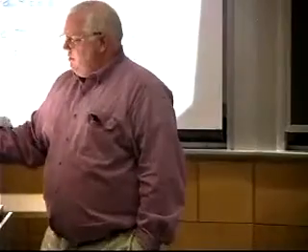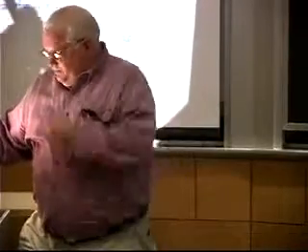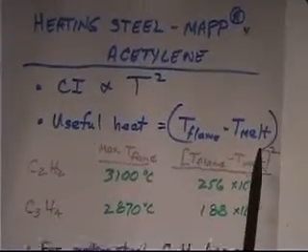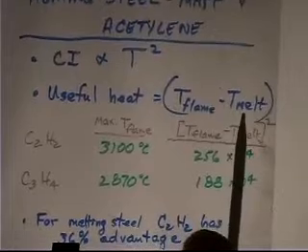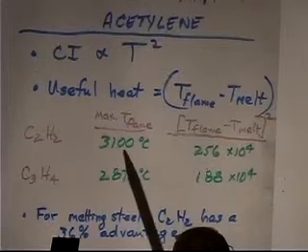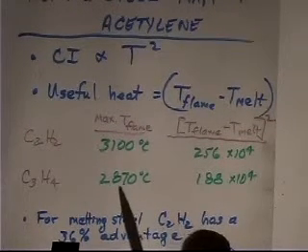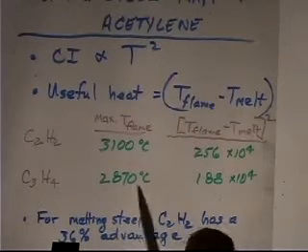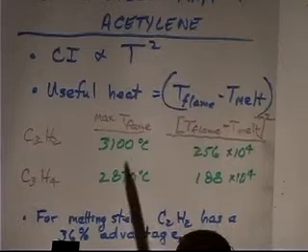If you're trying to melt steel, as in welding, it turns out the combustion intensity is proportional to T squared. The useful heat is the heat of the flame minus the heat of the melting temperature of the metal that you're trying to melt. If I'm talking steel, this is going to be something like 1500, 1600 degrees centigrade. The adiabatic flame temperature of acetylene is 3100 C. The adiabatic flame temperature of MAP gas, C3H4, is about 2870. There's only a 230 degree difference in the adiabatic flame temperature, but how significant is that?